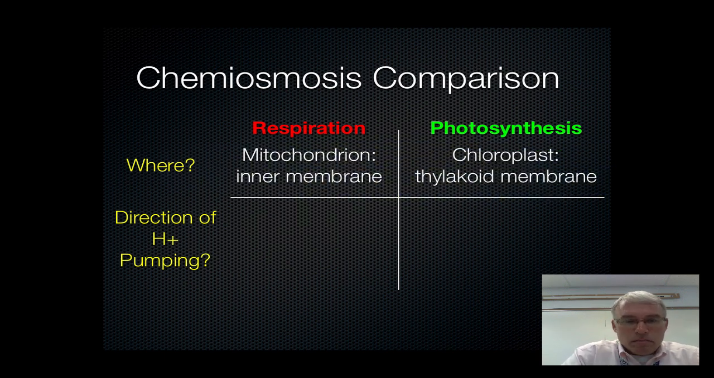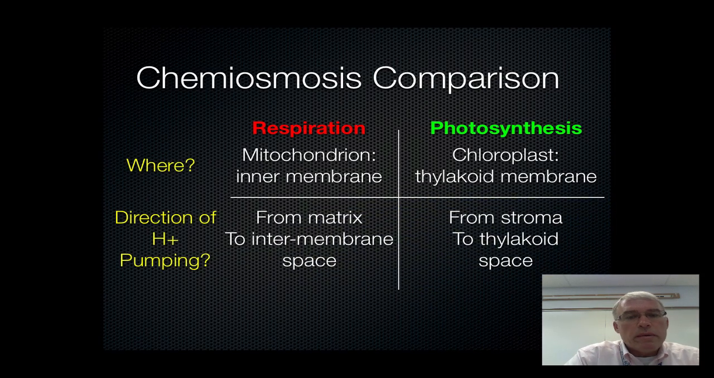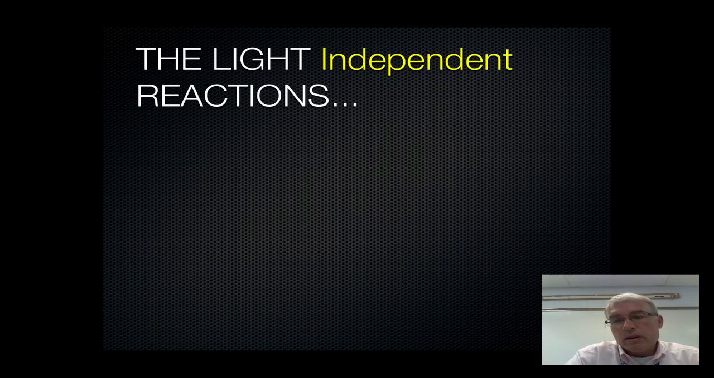In the mitochondrion, in the process of cellular respiration, it takes place on the inner membrane of the mitochondrion. In the chloroplast, it takes place in the thylakoid membrane. And the direction of pumping in mitochondria, in respiration, is from the matrix to the intermembrane space, which is pumping in the outward direction. And in chloroplasts, it's from the stroma into the thylakoid space. So that's an inward direction. Like I said earlier, they're kind of the reverse of each other.